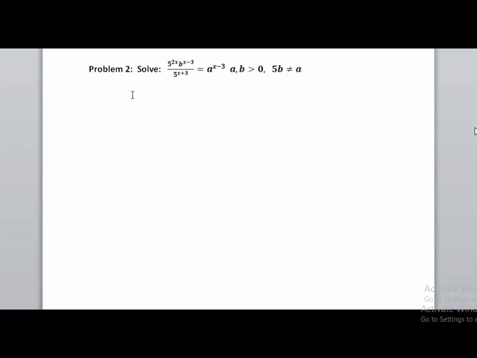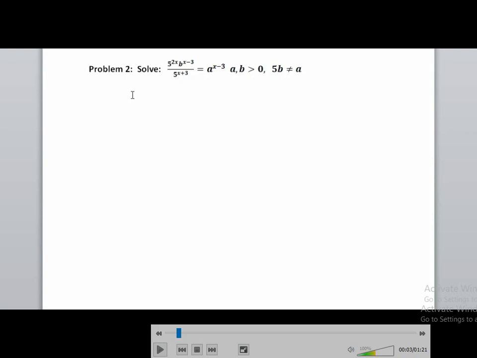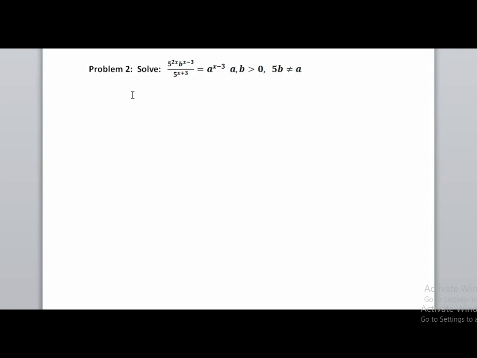We have written the problem here. Solve 5 to the power 2x, b to the power x minus 3, divided by 5 to the power x plus 3, equal to a to the power x minus 3. Where the conditions are ab is greater than 0 and 5b is not equal to a. So we will use this condition. So what will be the solution?